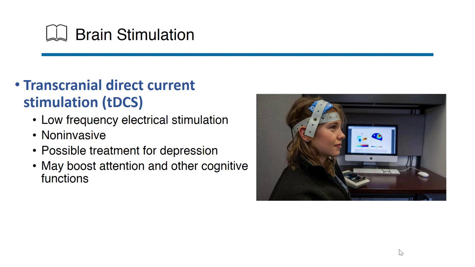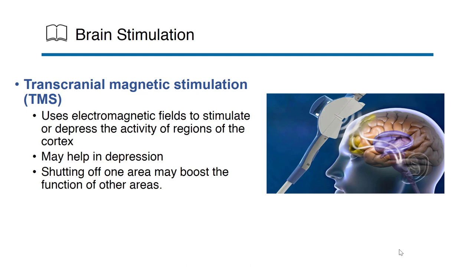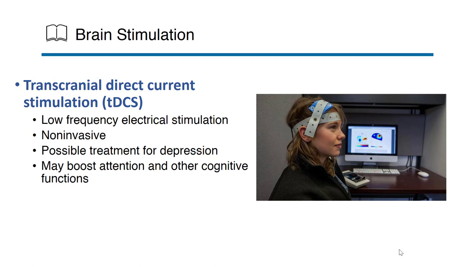There's also a way of kind of shutting down different areas of the brain with transcranial magnetic stimulation. And this is using electromagnetic fields to stimulate, like the transcranial direct current stimulation, or depress, slow down, keep an area from actively working, shut off maybe the activity of one part of the cortex to see if the other kind of takes on a greater role. May also help with depression, may boost functions by dampening one area and looking at the function of other areas. I think these, the TMS and the TDCS, are going to be used a lot more in the future.